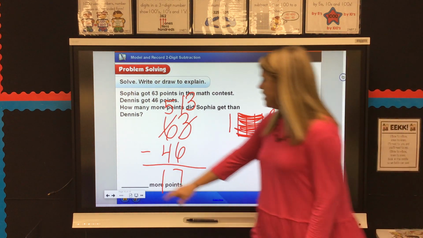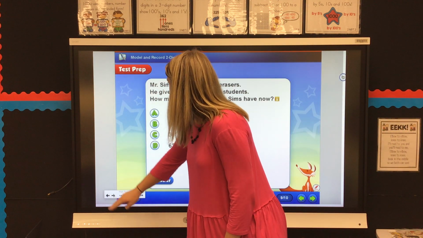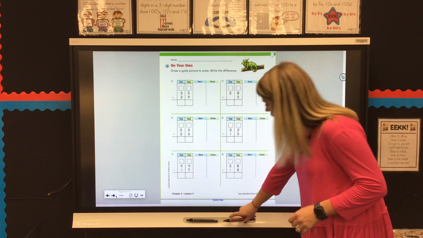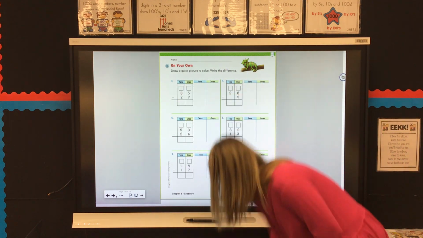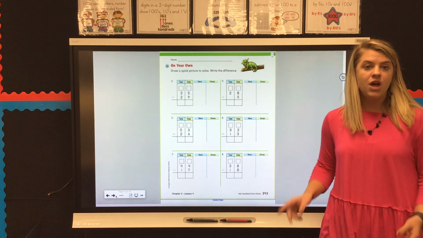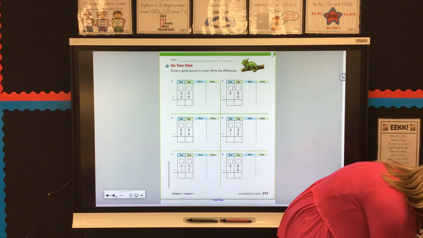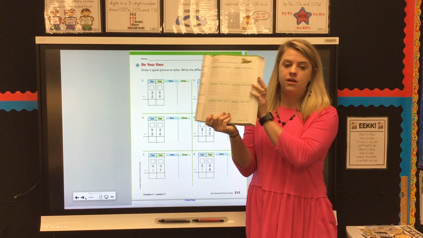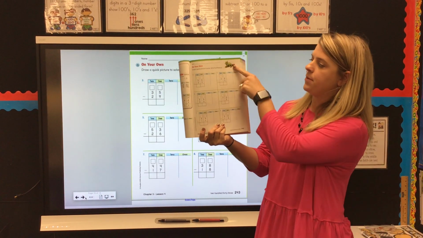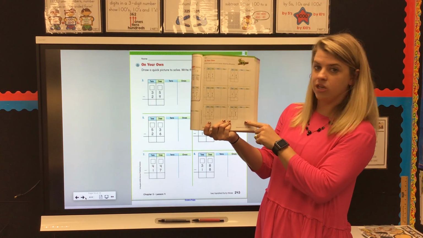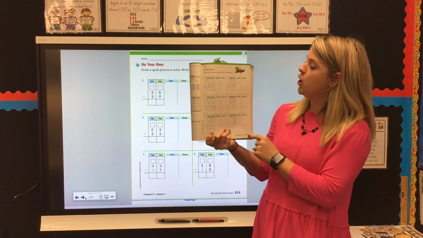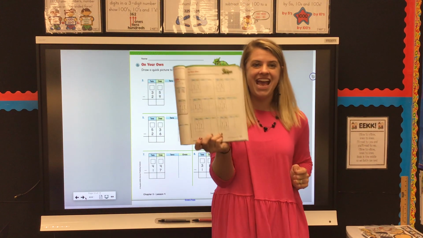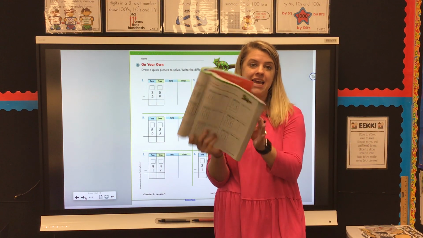All right, here we go. We are going to be working today on page 243. All right, so in your math book, you are going to find the page with the gecko on the top, 243. You're going to work problems 3, 4, 5, 6, 7, and 8, and then submit that to Miss Gates.